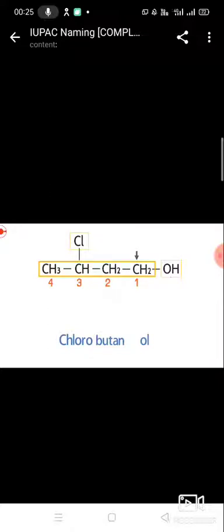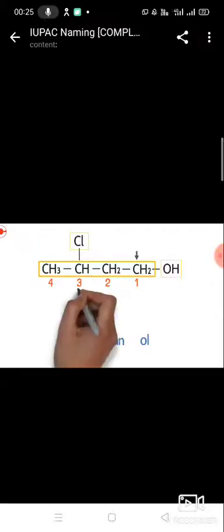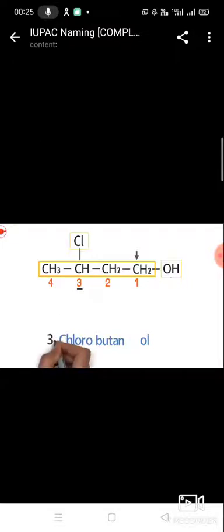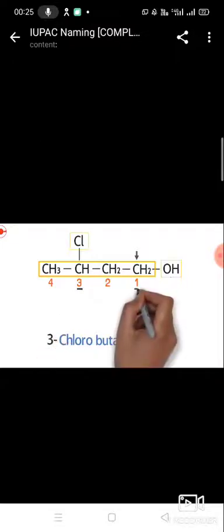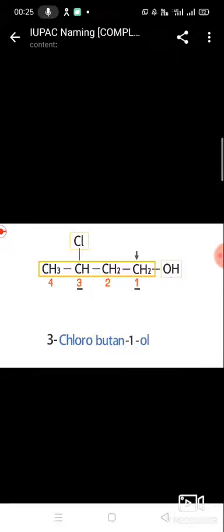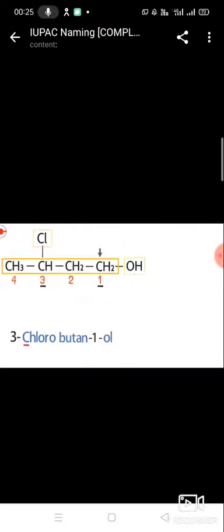Then what will be the name of this compound? Chlorine is attached in the third carbon. Alcohol is present in the first carbon. So 3-chloro. Butane means 4 carbon in a straight line. Alcohol is in first position. So 3-chlorobutane-1-ol. The first letter we have to write with a capital letter. After the number you have to put one hyphen. So 3-chlorobutane-1-ol, that is the name of this compound.